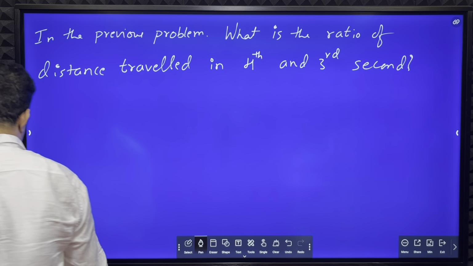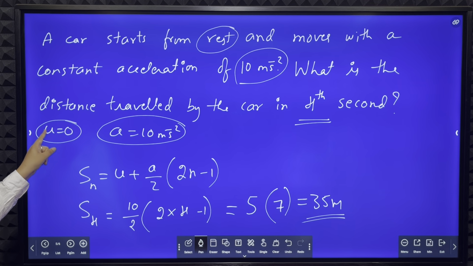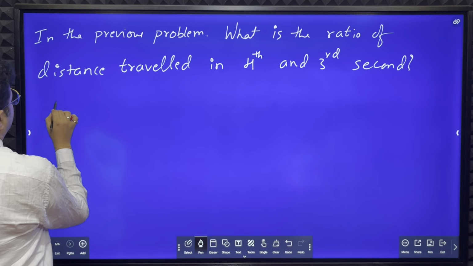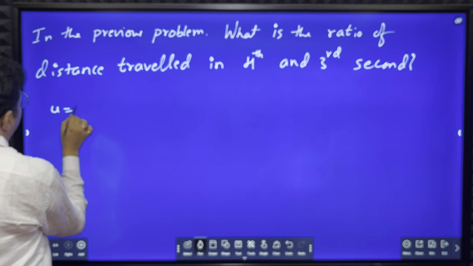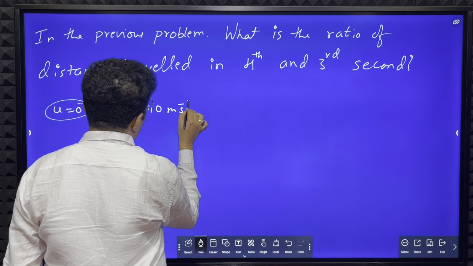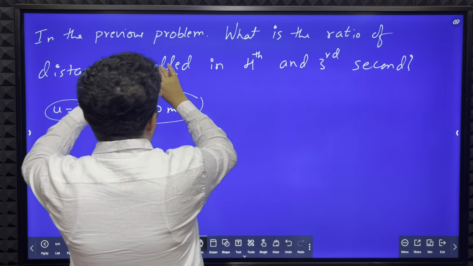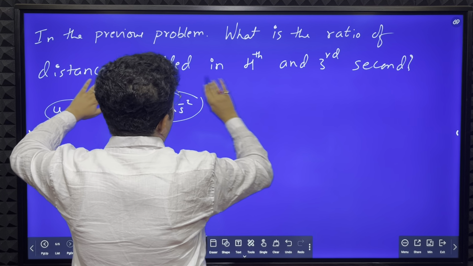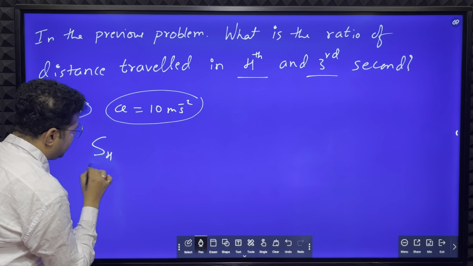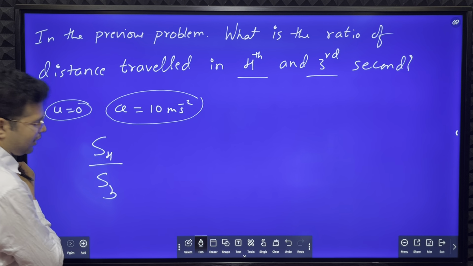Okay, previous problem means what is given? u is equal to 0, a is equal to 10 meter per second square. So what is the question? What is the ratio of distance traveled in the fourth and third second? Distance traveled in the fourth second divided by distance traveled in the third second.